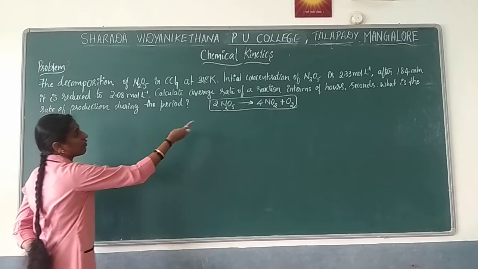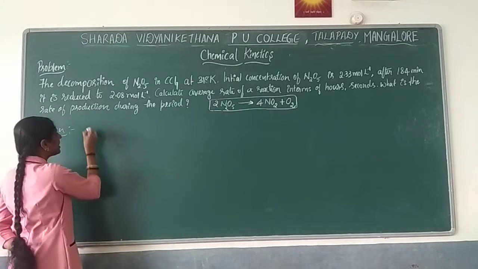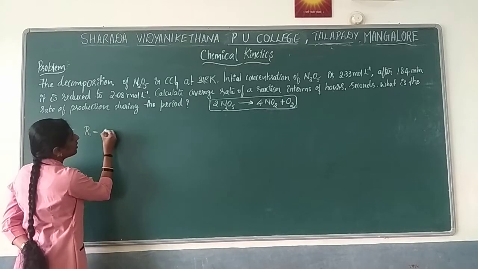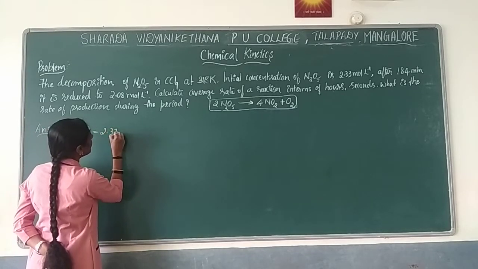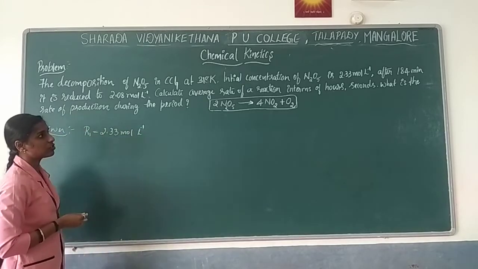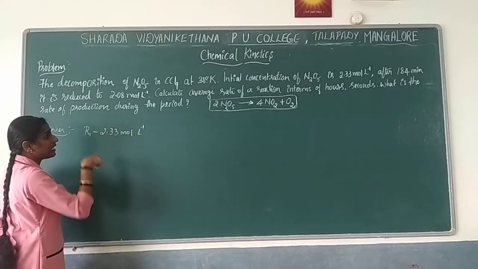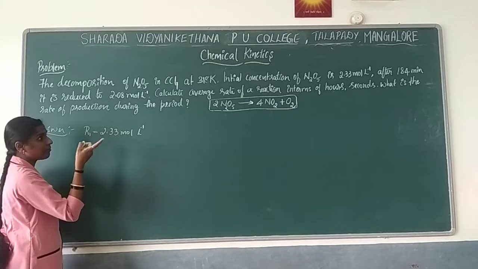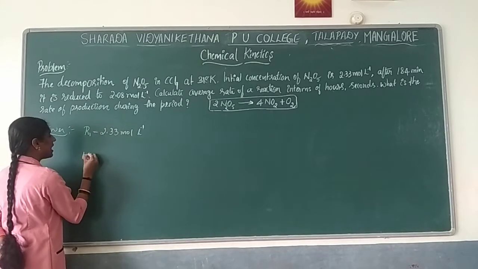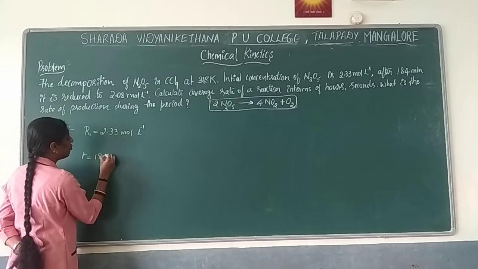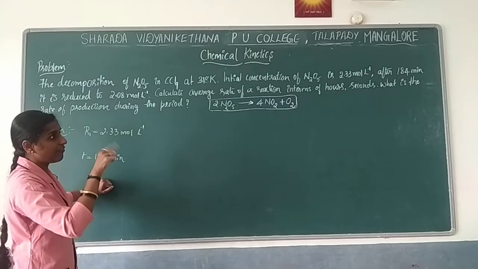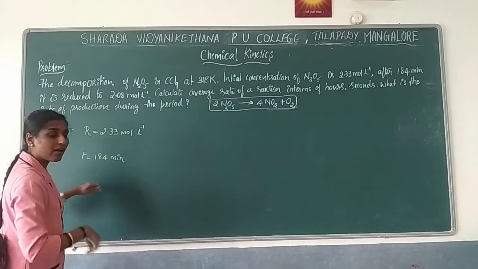Initial concentration of N2O5, in the sense the reactant, they have given initial concentration, that is R1. So that is nothing but 2.33 mole per liter. Okay, so this is the initial concentration. After 184 minutes, in the sense the time whatever the change has taken place, they have given as T as 184 minutes. In the sense that is nothing but delta T. So after 184 minutes the time now has changed.